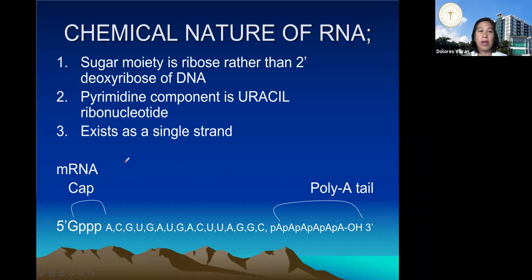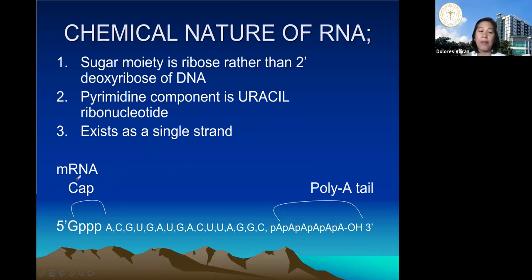Okay, so let's discuss now the chemical nature of RNA. So for RNA, the sugar is ribose rather than the deoxyribose of DNA. And instead of thymine, in RNA you have uracil. And most of the RNA molecule exists as a single strand.